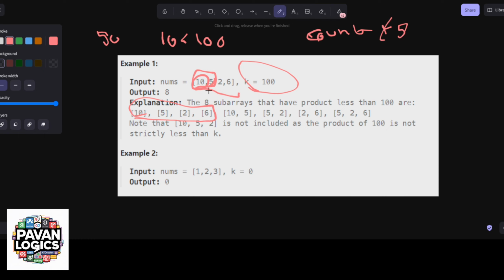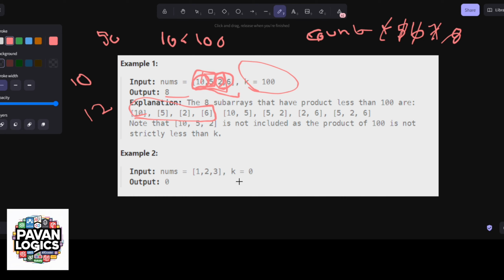Now 50 times 2 is 100, and 100 is not less than 100. So we will be removing 10. So 5 and 2: 5 times 2 is 10. 10 is less than 100, yes. Now 10 times 6 will be 60, so that is also a correct subarray. The next, 2 times 6 will be 12, so 12 is also a valid subarray. So it will be 8. We have to return 8.